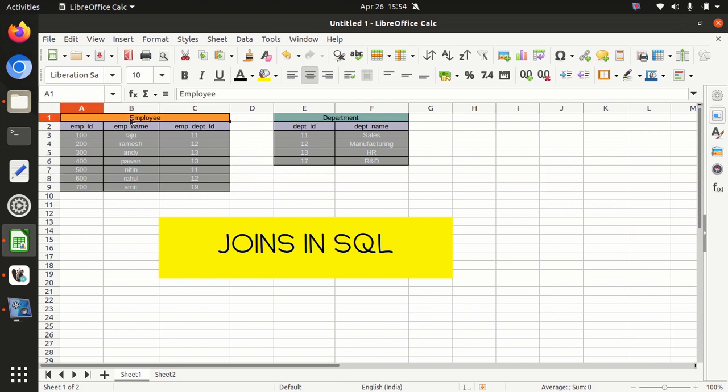So we already have this input data set, the employee and department tables. The employee table consists of 3 columns: employee ID, employee name and employee department ID. By looking at the data set, we can easily tell that employee department ID and department ID from the department table are related via a foreign key relationship.